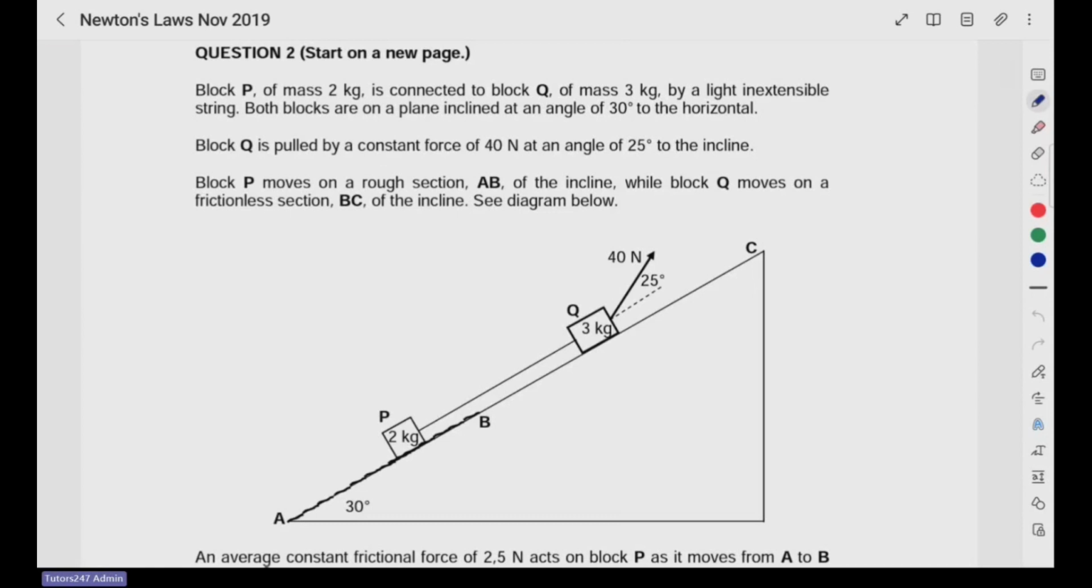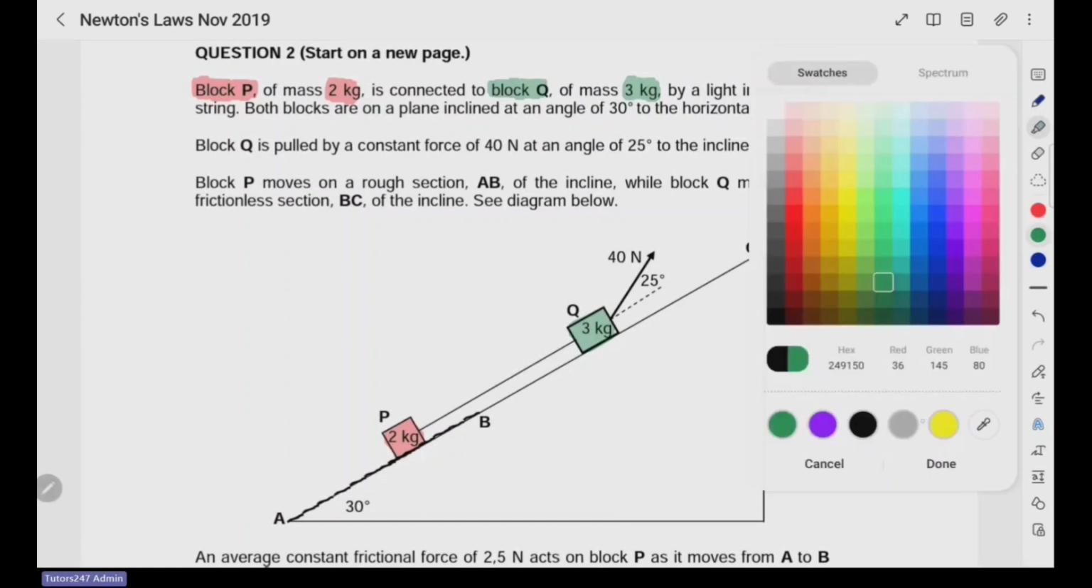Block P, so here's block P, let's color code it, so it makes things a bit easier for us to identify the different information. So that's block P of mass 2 kgs is connected to block Q. So we have this block Q of mass 3 kgs by a light inextensible string. Both blocks are on a plane inclined at an angle of 30 degrees to the horizontal. So this information is also important.